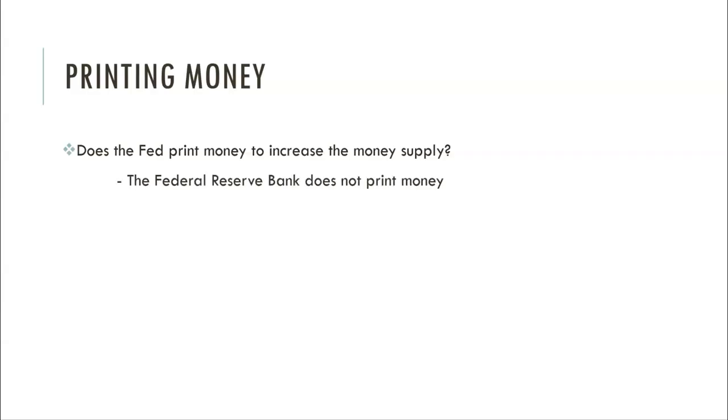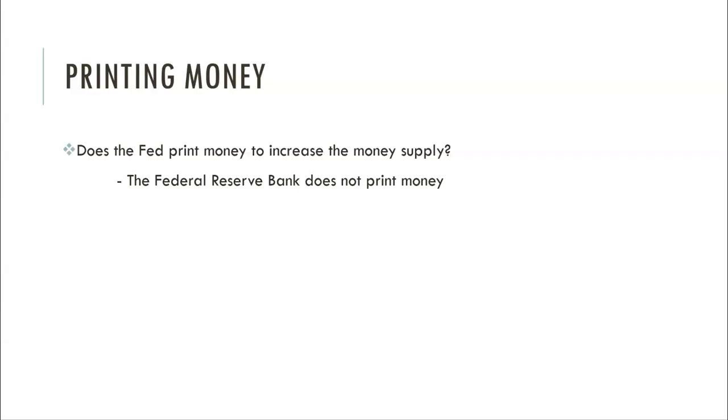Sometimes you may have heard of people talking about how the government can just print as much money as they want, or the Federal Reserve, which is the central bank of the U.S. And so we wonder, does the Fed actually print money to increase the money supply? Where does digital currency come from?